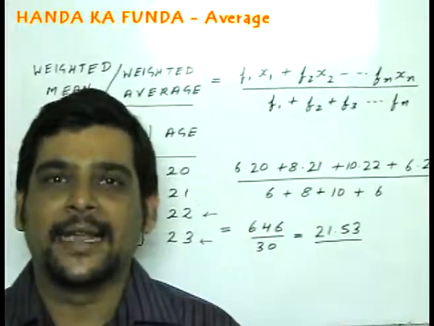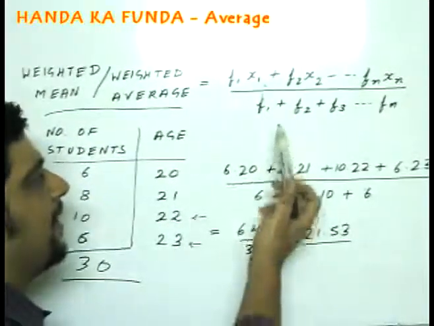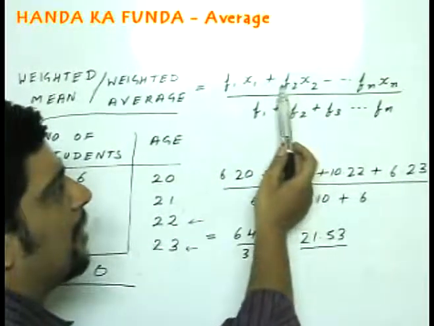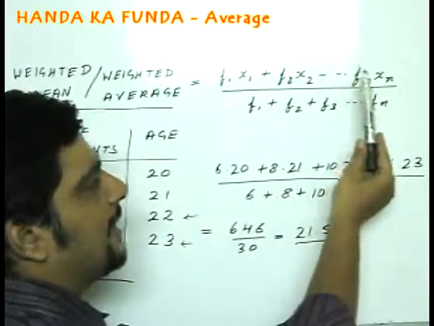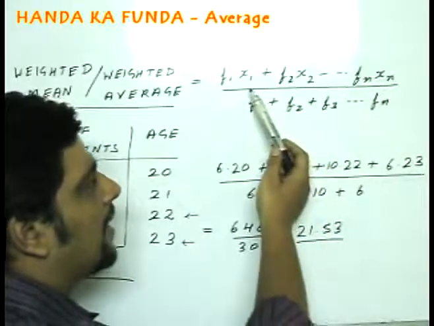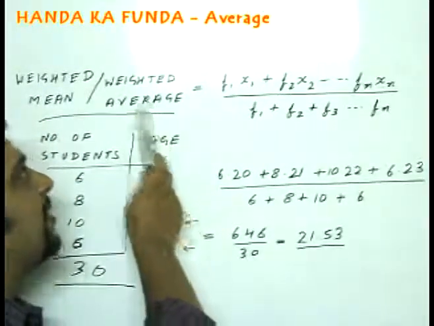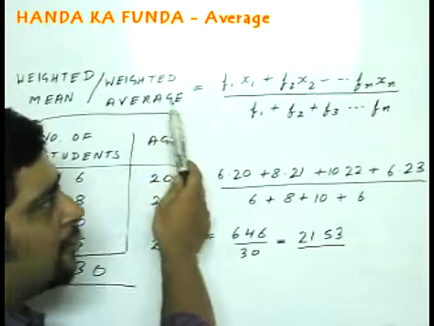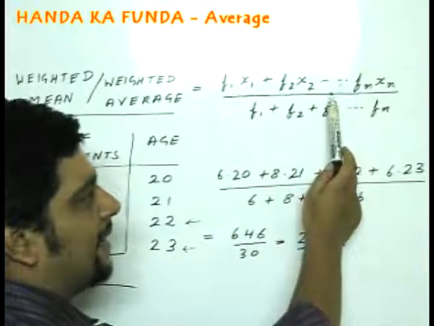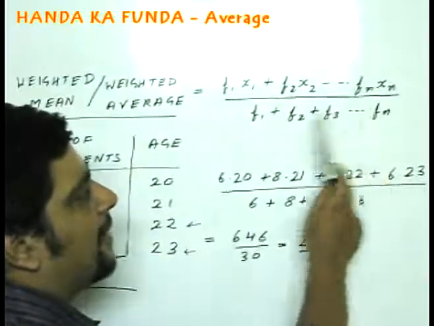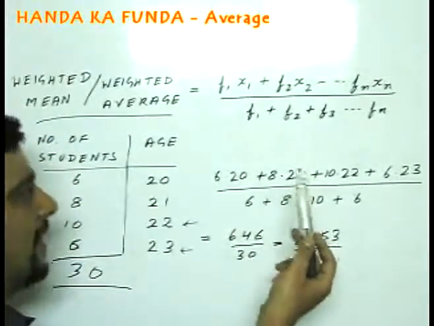Another important case in averages is the case of weighted mean. Let's say I am given a particular data set in which x1 occurs f1 times, x2 occurs f2 times and xn occurs fn times. Essentially, f1, f2, f3, fn are the frequencies of occurrence of x1, x2 and xn. The weighted average, the weighted mean of the group, will be given by f1x1 plus f2x2 plus f3x3 till fnxn divided by f1 plus f2 plus f3 till fn. Let us look at it with an example.